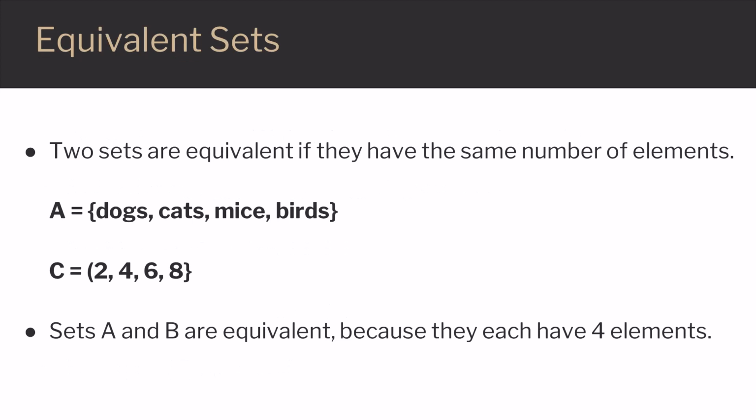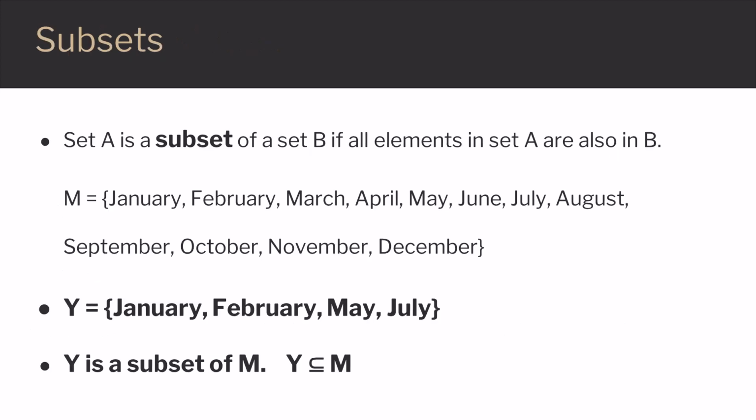2 sets are equivalent if they have the same number of elements. In this next example, we have A equals dogs, cats, mice, and birds, and C equals 2, 4, 6, and 8. These 2 sets are obviously not equal, but they both have 4 elements, so we say that they are equivalent.